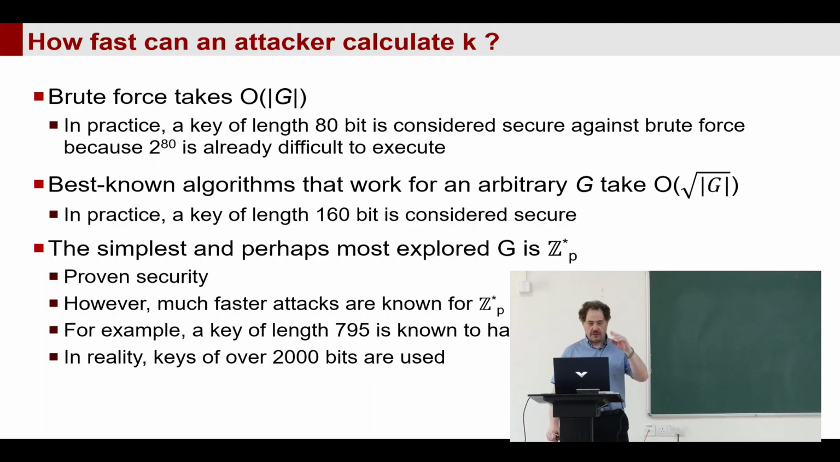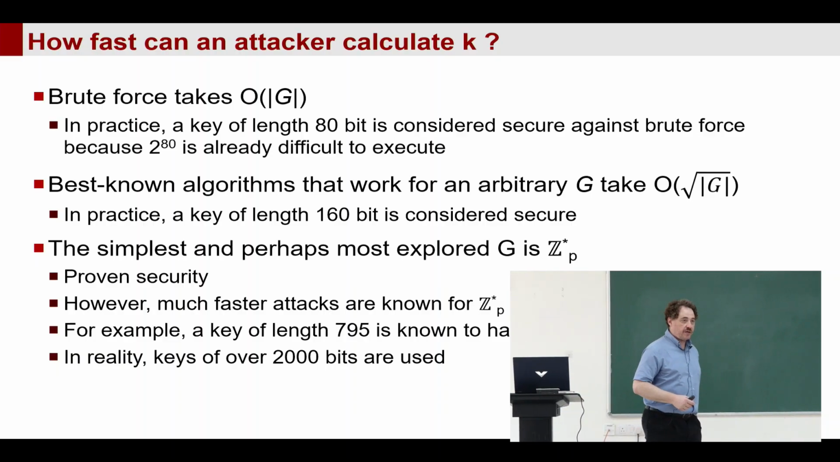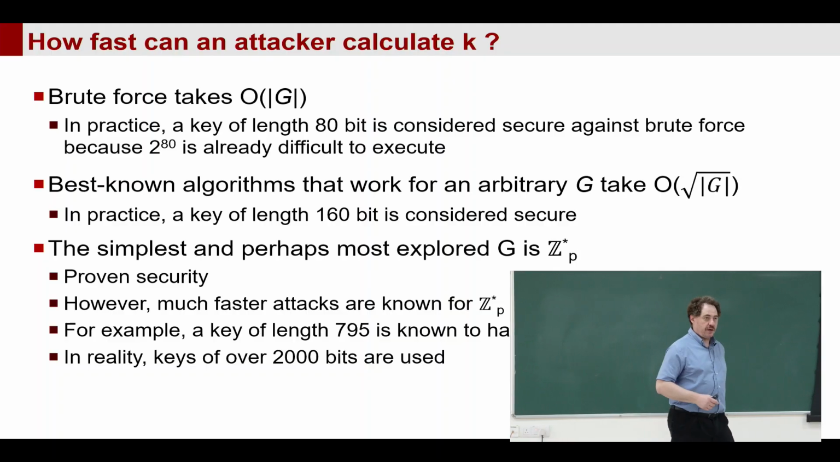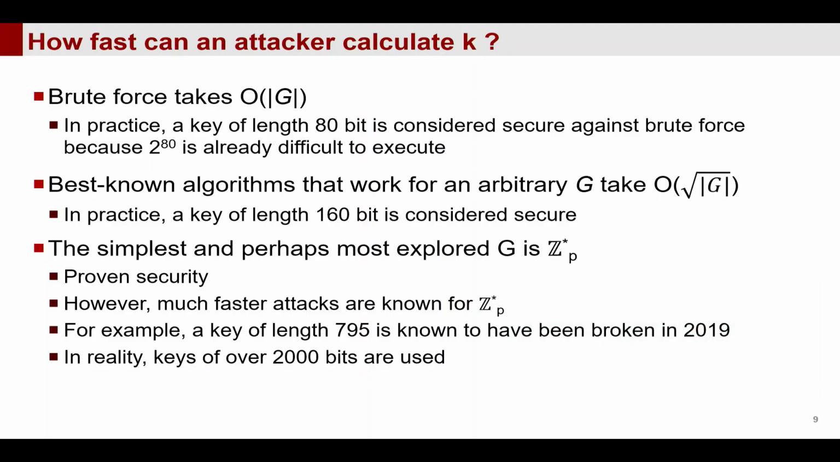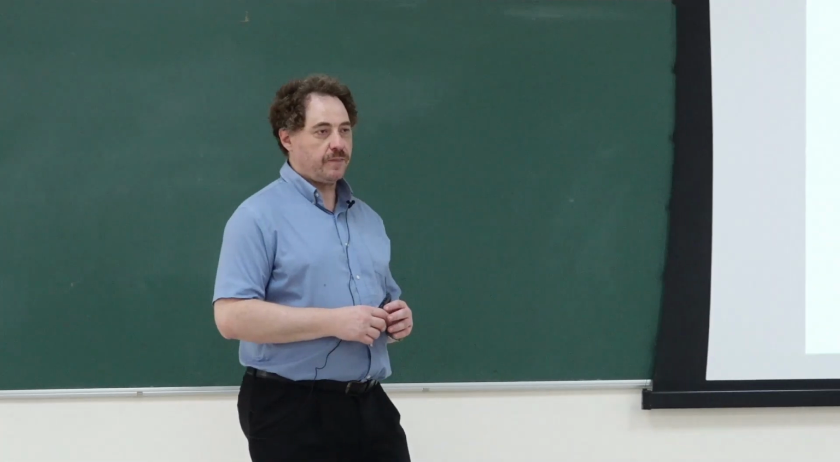So in practice, against the brute force attack, a binary key of length 80 bit is considered already secure, because 2 to the 80 operations is already a large number that, say, for a common user, for a common hacker, is difficult to break.